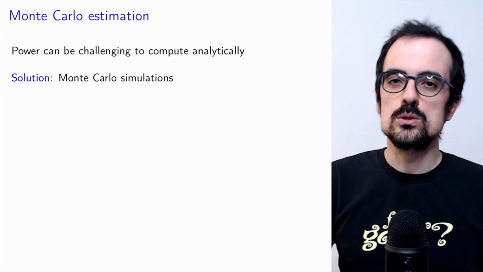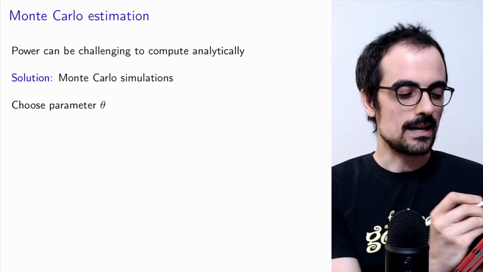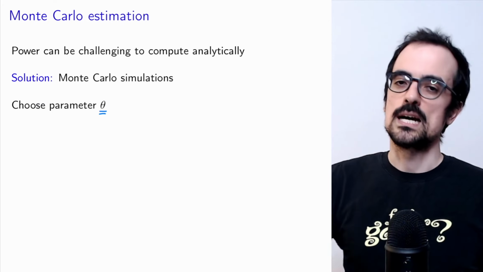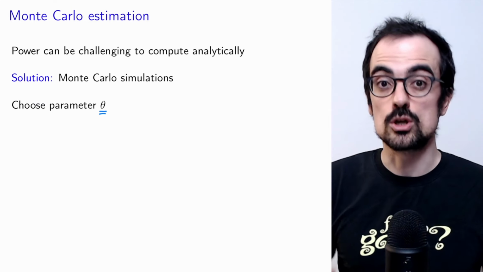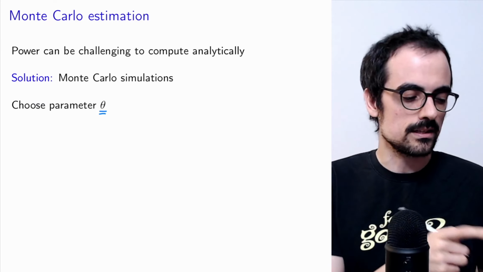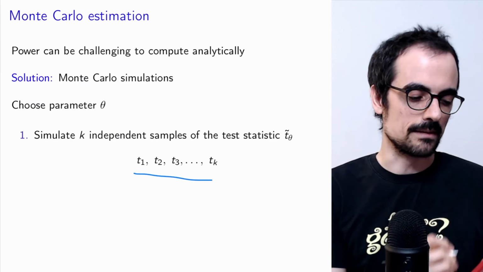Well, we need to be able to simulate the test statistic for any value of theta. So here let's fix a value of theta, and we're going to estimate the power for that specific value of theta. We need to be able to simulate the test statistic for that value of theta, and what we do is we simulate it many times.